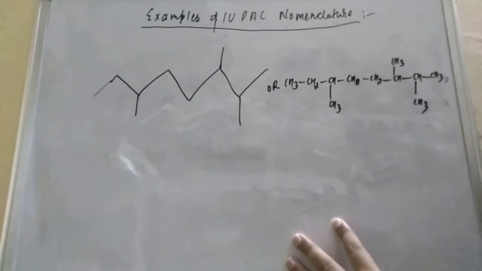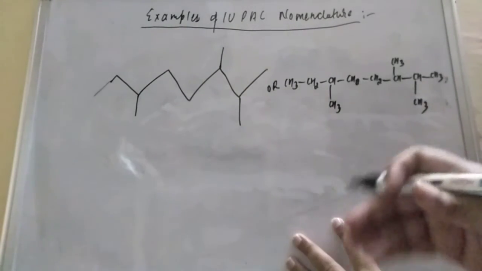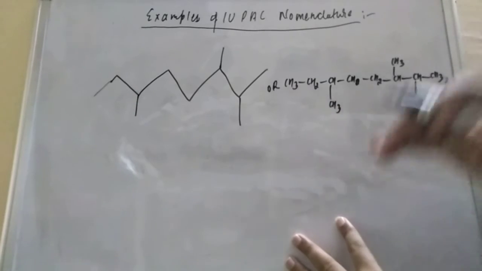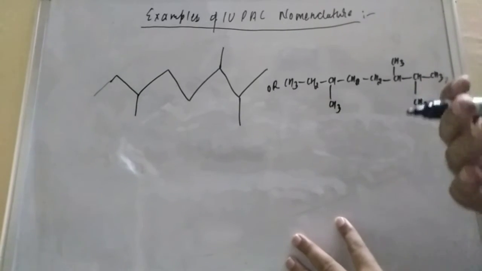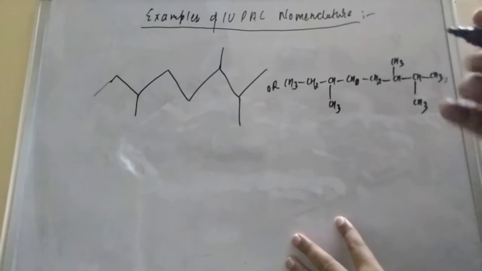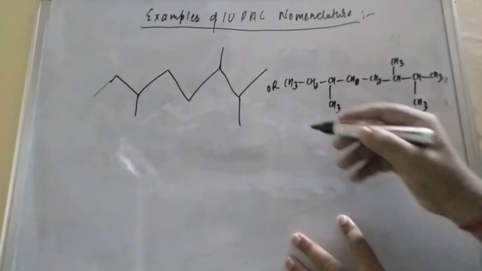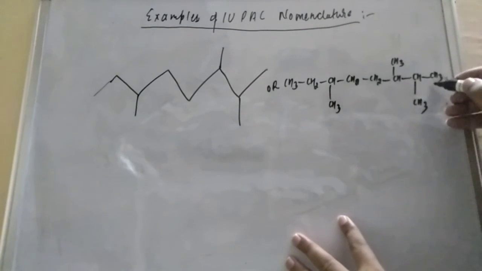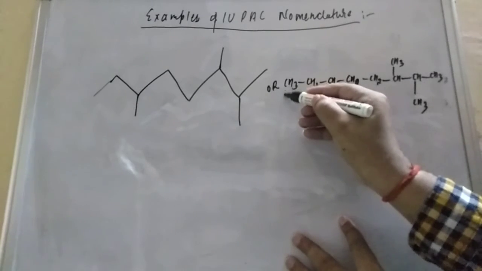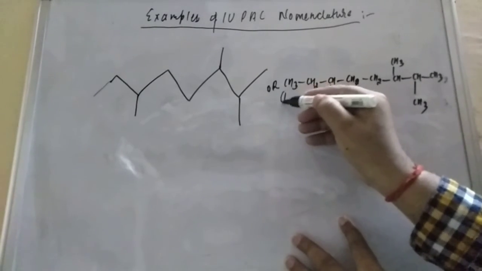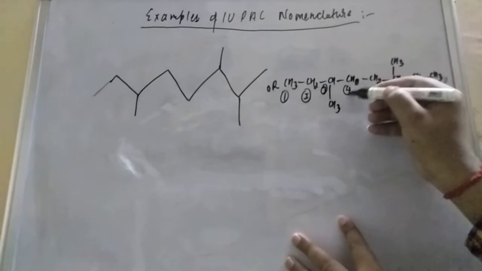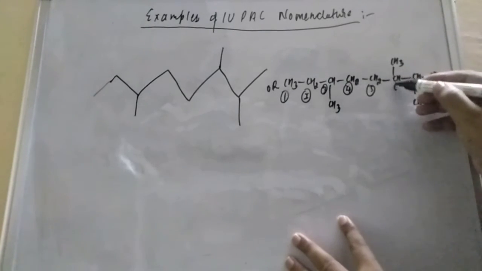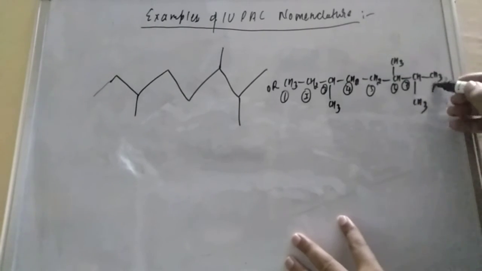Student, so many times you can get confused. The one rule is there, student: the lowest sum rule. Lowest sum rule means, after giving the numbering, you check in which direction the sum of the positions is coming least. Suppose you are going numbering from this direction: downside 1, this is 2, this is 3, 4, this is 5, 6, this is 7, and this is 8.